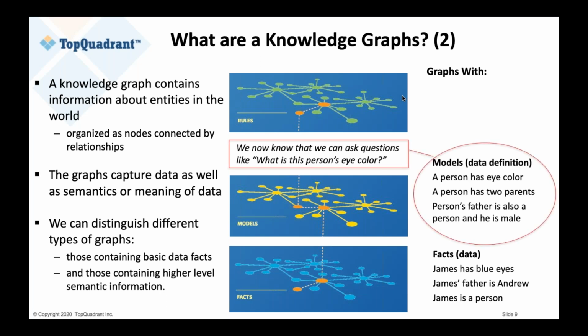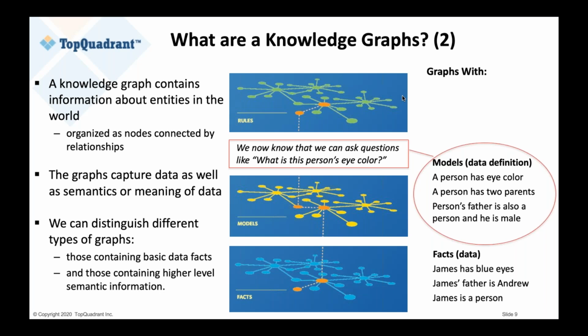Then there is a model or metadata of this information. A person could actually have an eye color, a place, a city such as London will not have an eye color. People have parents and they have two parents. So now we know that if we have data about a person, we may be able to ask certain questions like, what is the person's eye color? That's a valid question to ask and a valid criteria to apply to a person.